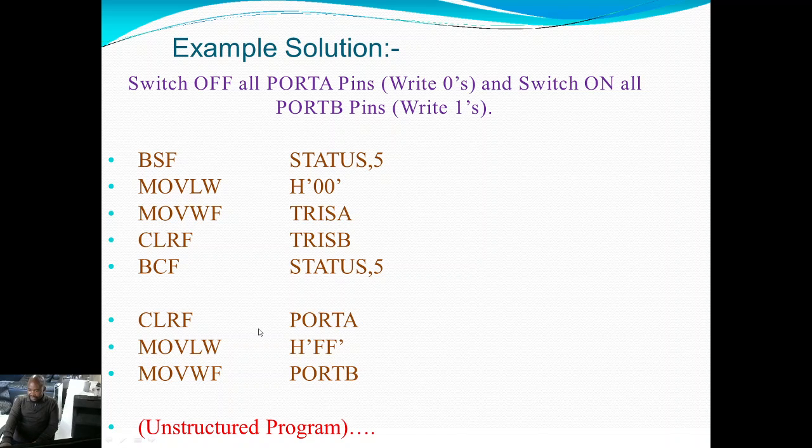Either way will work. And now we move a value FF into W, which is all ones, and then we move W into port B, switching on all port B pins, right? So we move FF into W, and then we move W into port B, meaning we move this FF into port B, switching on all port B pins. Although there's a shortcut for moving 0 into a register, there's no shortcut for moving FF into a register. You have to move that into W and then move W into that particular register you want to move it in. So this is the simplest PIC assembly program that you guys will come across.